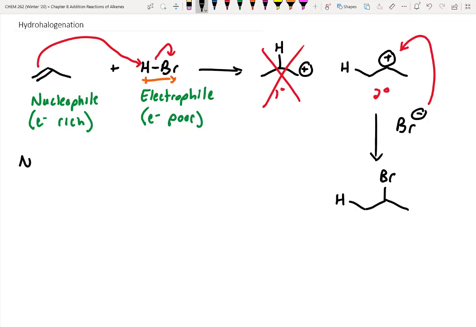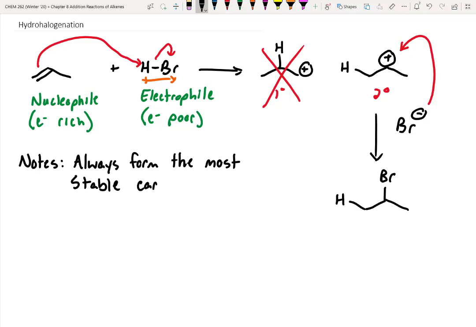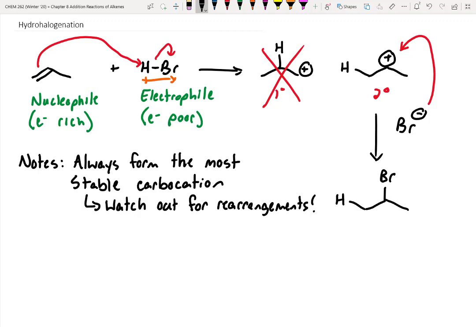All right, so let's make some notes. First one is always form the most stable carbocation. What's something we have to watch out for with carbocations? Yeah, so watch out for rearrangements. So that's first one. And then second thing is, this is called Markovnikov addition.